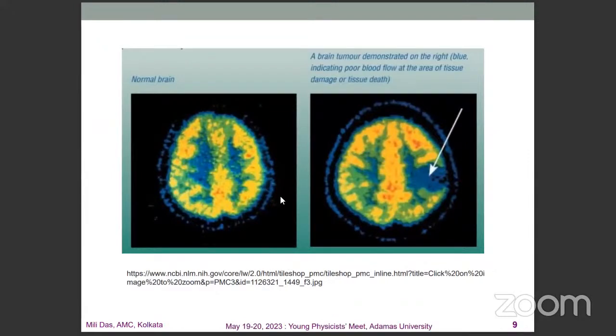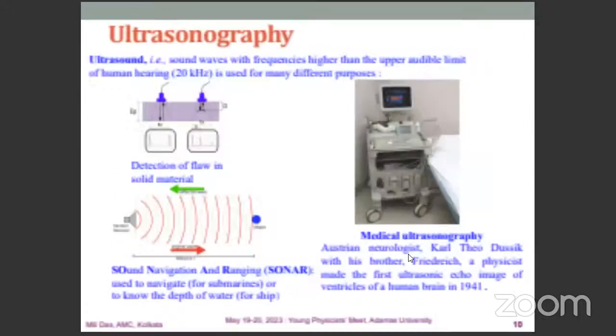Now, the next thing is the source. I have taken the images of PET: the normal brain is showing like this, and a brain tumor is demonstrated on the right, with blue indicating poor blood flow at the area of tissue damage or tissue death. And in the brain cell, if the tissue is damaged or dying, it causes diseases like dementia, Alzheimer's, etc., loss of mental functions.